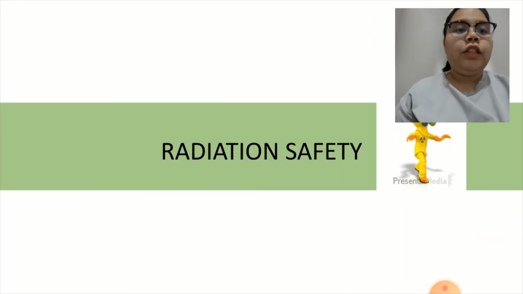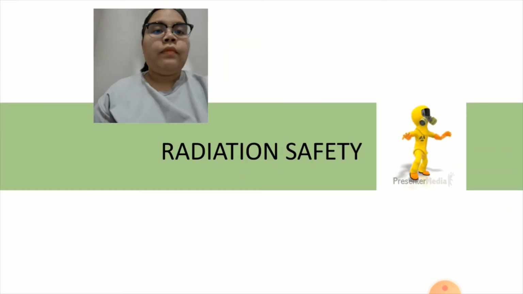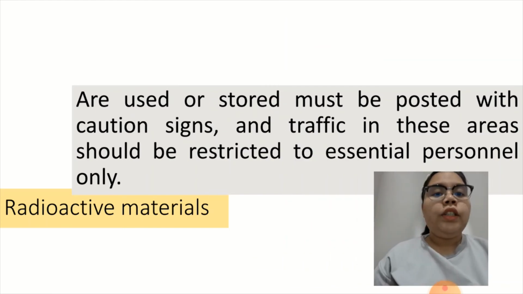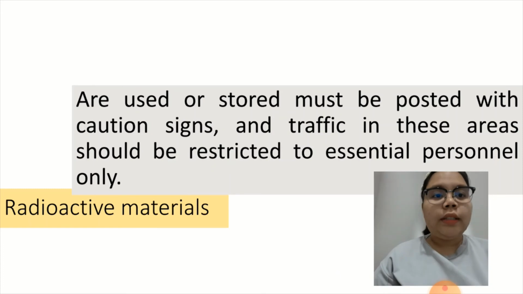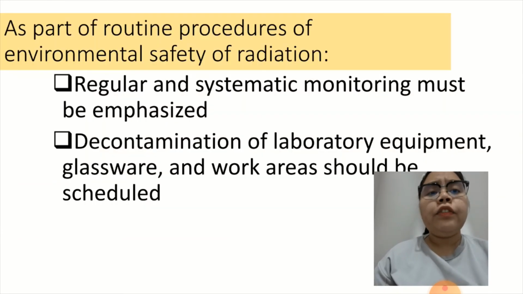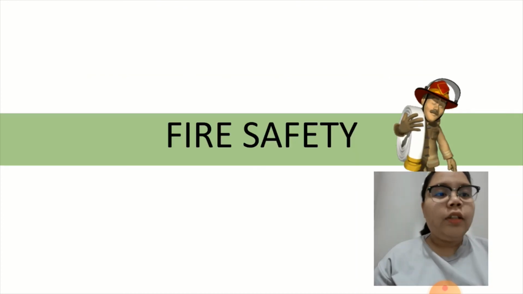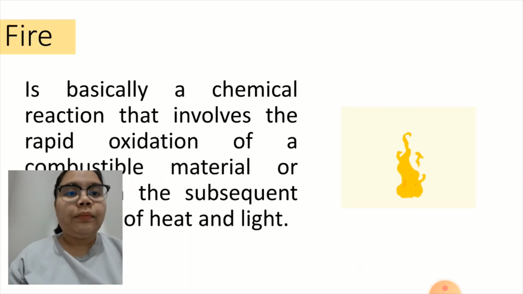Next, radiation safety. Areas where radioactive materials are used or stored must be posted with caution signs, and traffic in these areas should be restricted to essential personnel only. As part of routine procedures of environmental safety of radiation, regular and systematic monitoring must be emphasized. Decontamination of laboratory equipment, glassware, and work areas should be scheduled. So let's go on to fire safety.